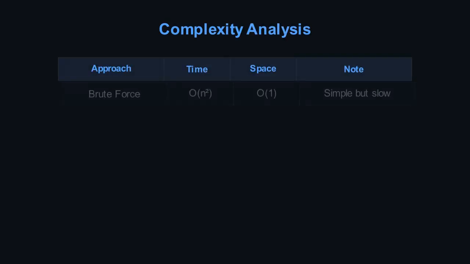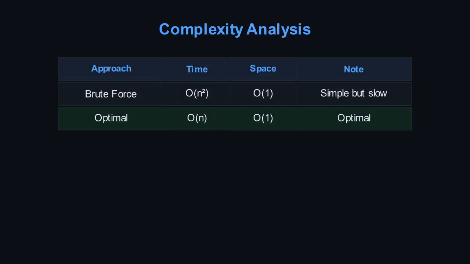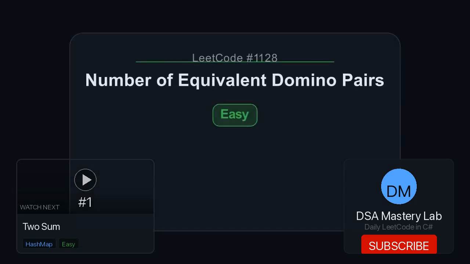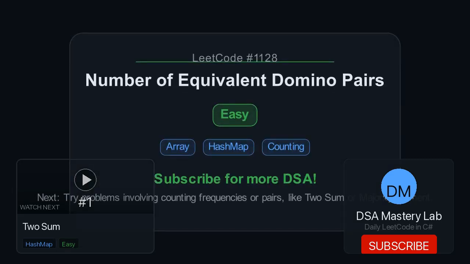This optimized solution achieves linear time complexity, big O of n, because each domino is processed once. The space complexity is big O of 1, constant, because the number of unique domino types is constant. Mastering canonical representation and hash maps is crucial for many counting problems. Try the next problem using this same pattern.